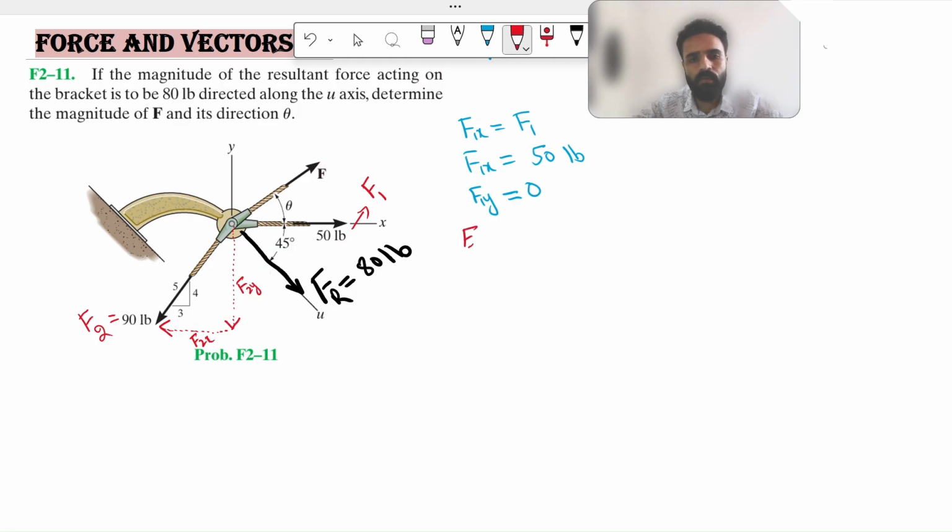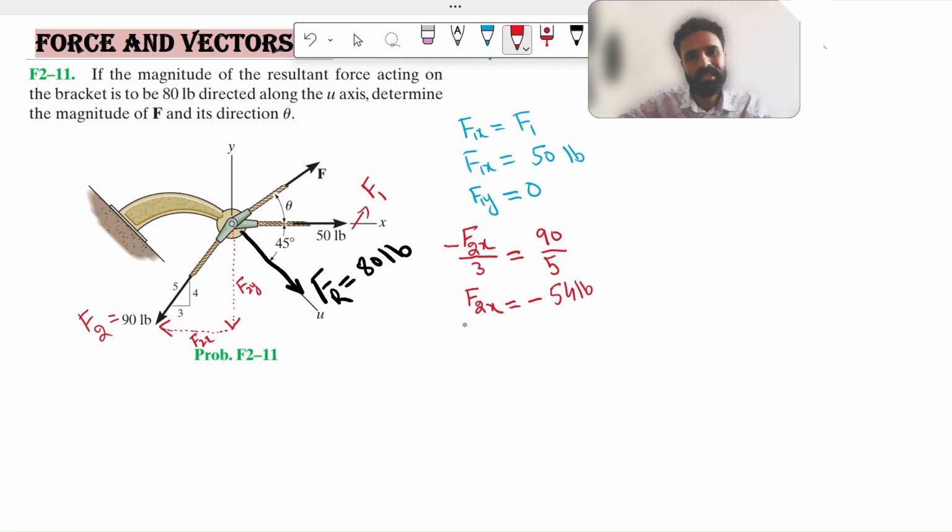For F2x, the similar triangle technique says that the base of the large triangle, which is F2x, divided by the base of the small triangle, which is 3 in this case, will be equal to the hypotenuse of the large triangle, which is 90 pound, the F2 force, divided by the hypotenuse of the small triangle, which is 5. What will be the sign? As we discussed earlier, it is directed on the left side, so it will be negative. So F2x will be equal to minus 54 pound.